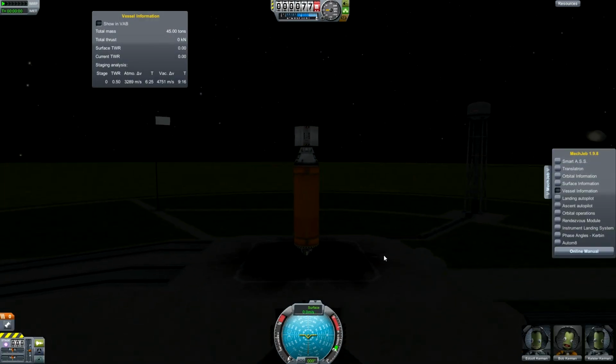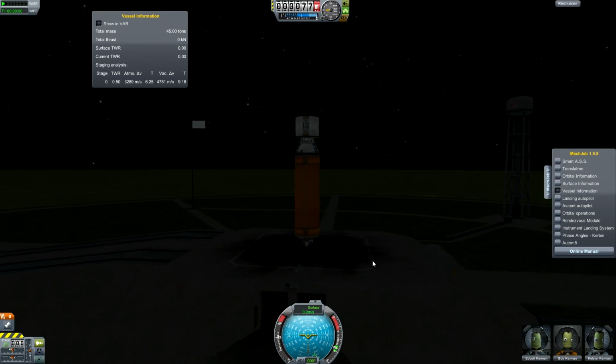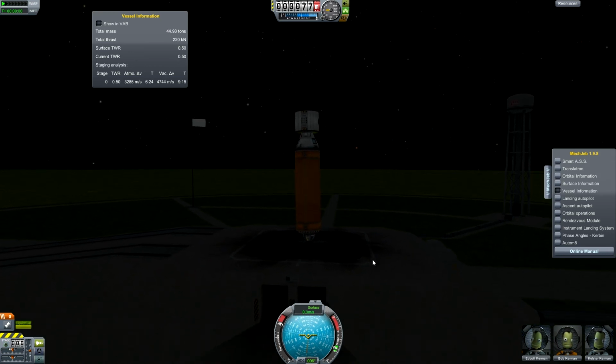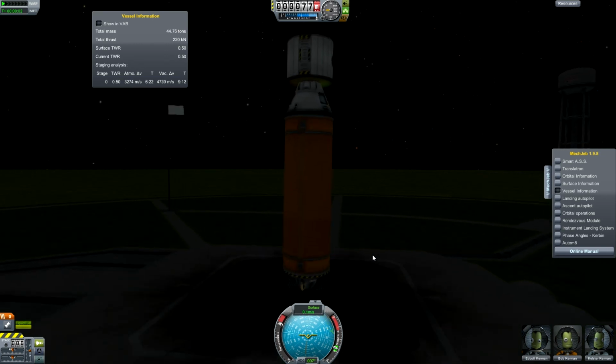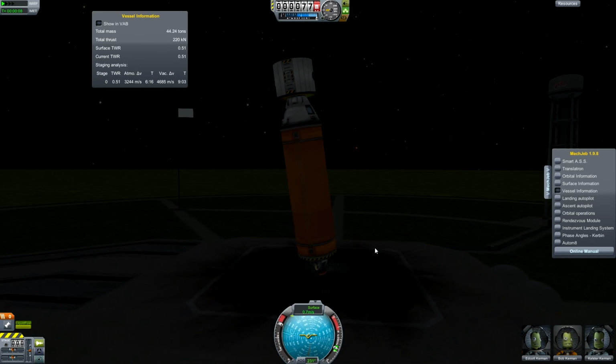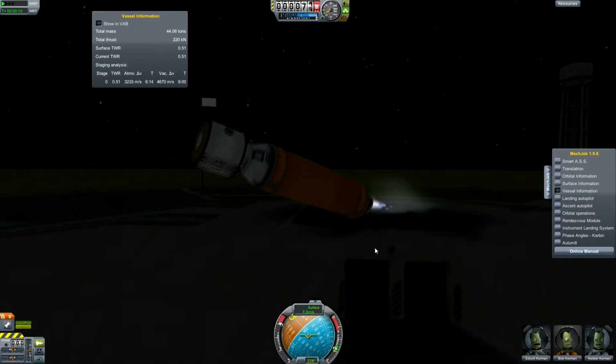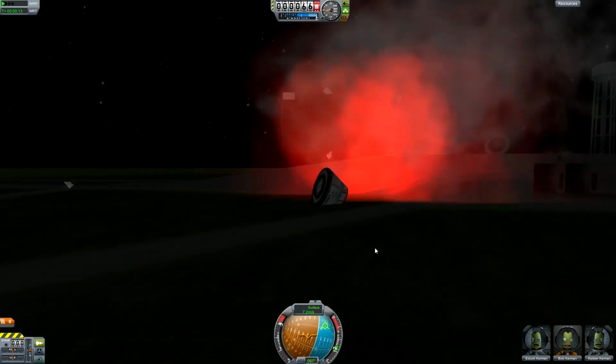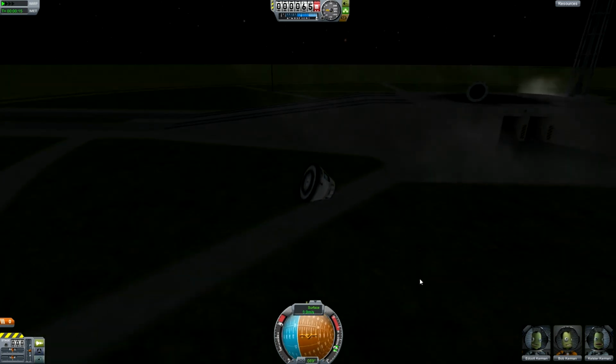Okay, so throttle up to full and fire the engines, and we're going nowhere fast. You can see the ship is wobbling and it's probably going to fall over soon. There we go. But sadly, we didn't get anywhere.